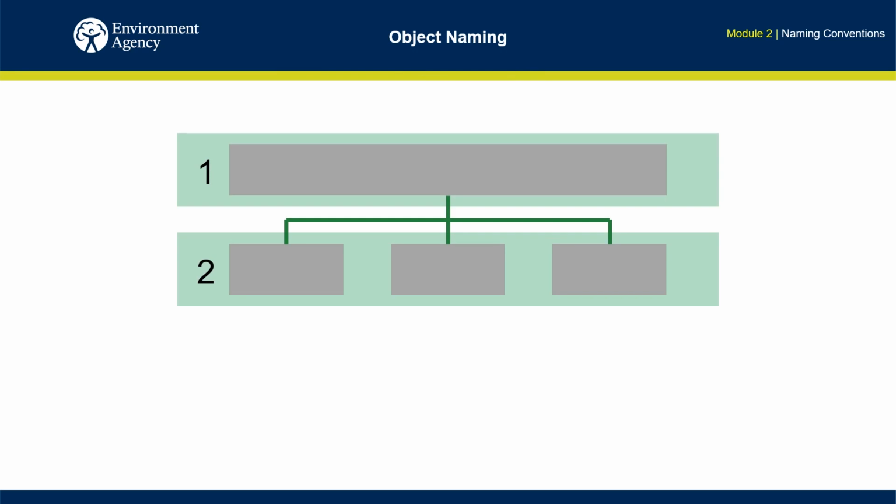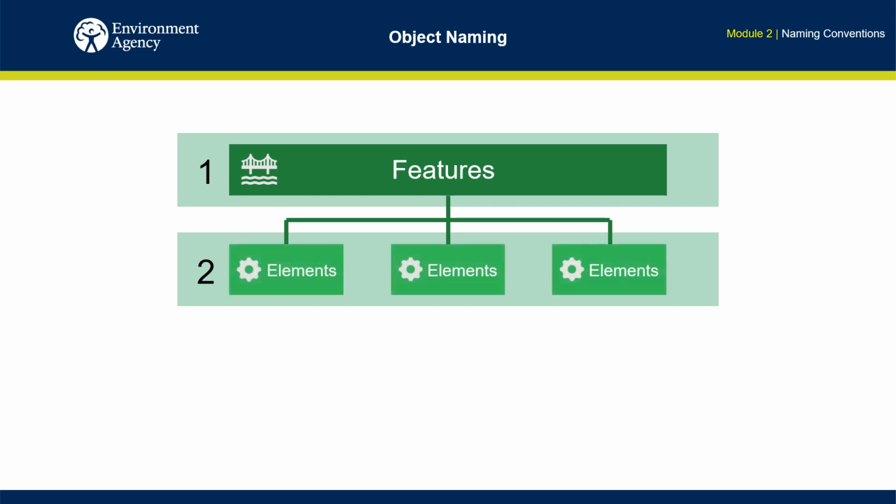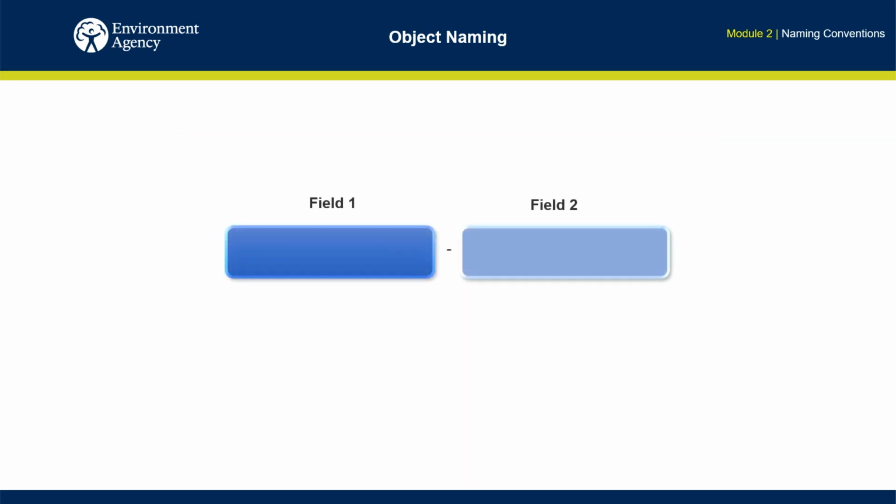The object naming convention is subdivided into 2 different categories, features and elements. Features are the overarching objects that make up an asset, such as an embankment or a bridge. Elements are the subcategory that makes up each feature, such as bridge abutment or pillar. Each category is named using 2 fields of information to help describe both features and elements within graphical models.